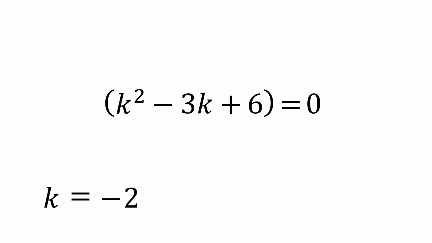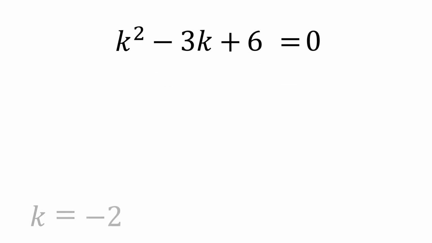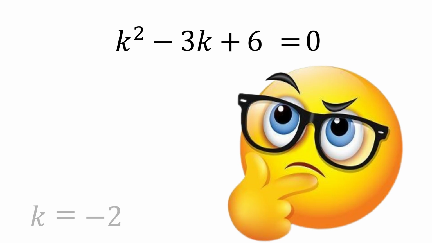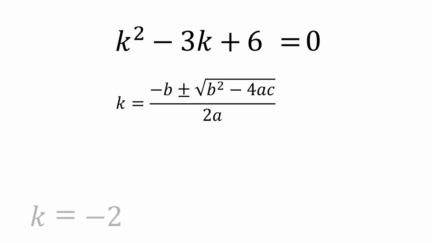But remember, a cubic has 3 solutions altogether. We've only found one. The quadratic still has 2 more stories to tell. Can you guess what kind of solutions they're going to be? Let's find out. We now solve k squared minus 3k plus 6 equals 0. Can it be factored nicely? A quick check says no. So instead of forcing a factorization that isn't there, we'll use the quadratic formula. Exactly what it was designed for.